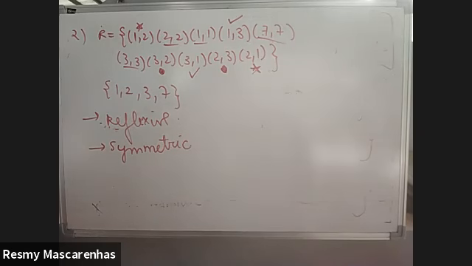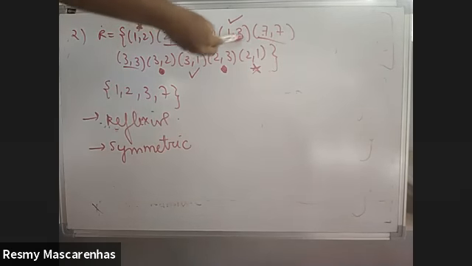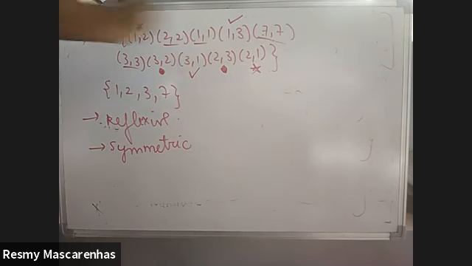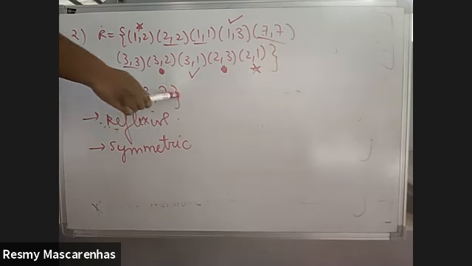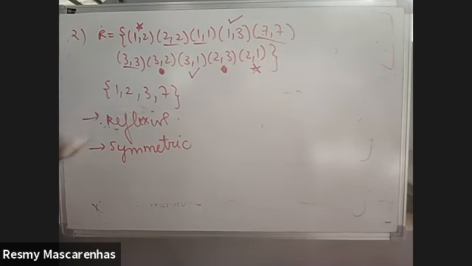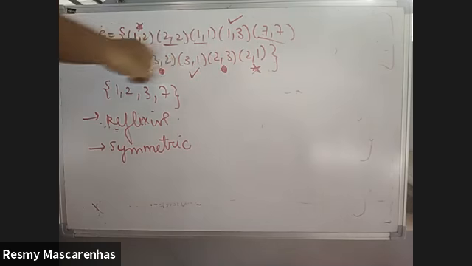So in this, it should be clear for symmetry. Whichever pair you are writing, its reverse should also be there. Only for reflexive, you have to check with respect to the main set, all the pairs. For symmetry, you have to check here itself.